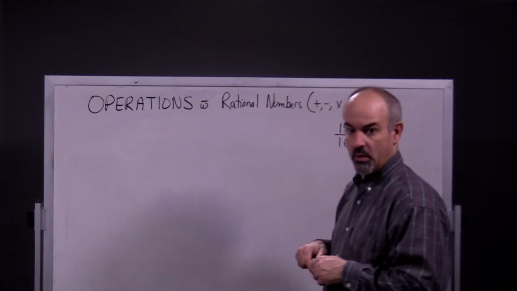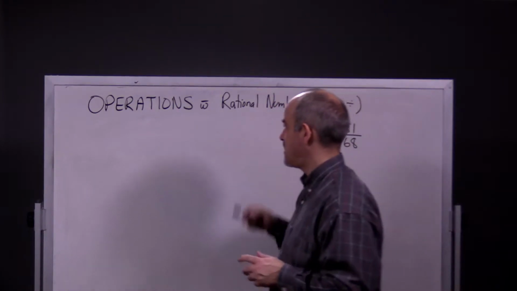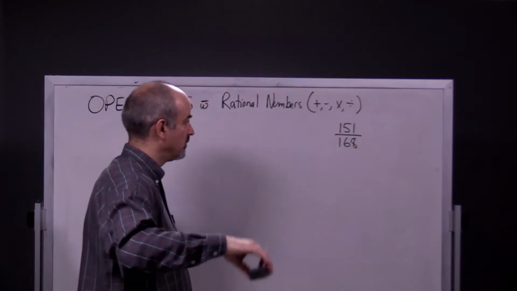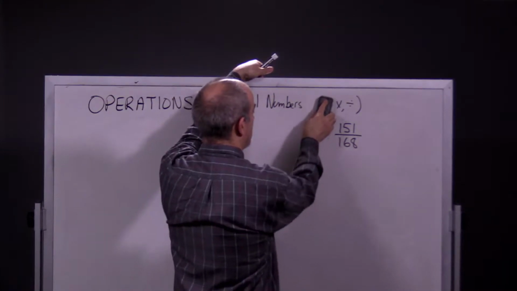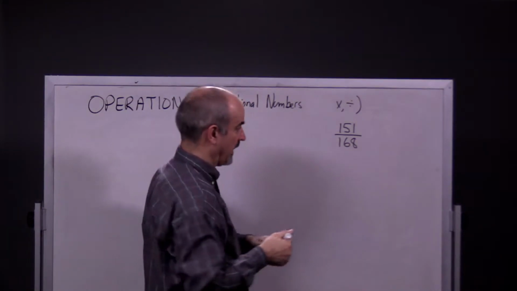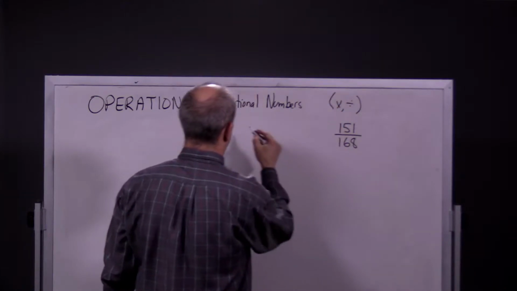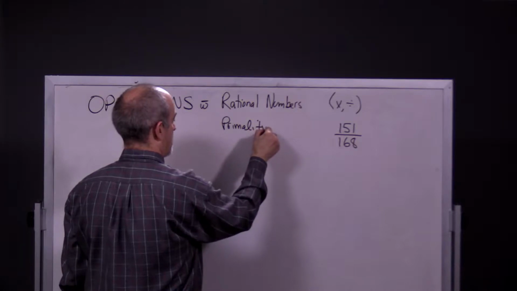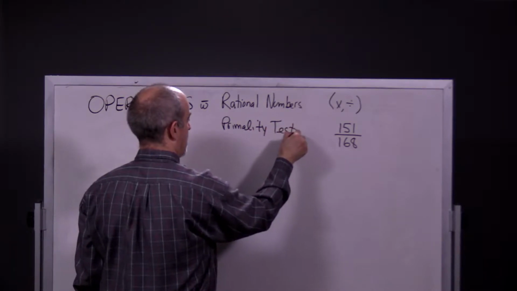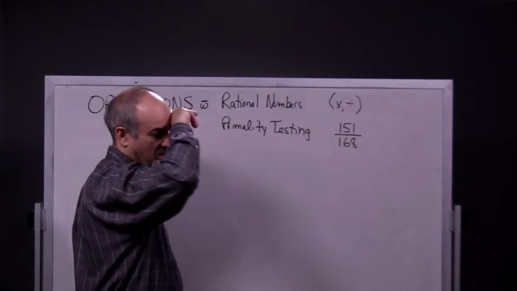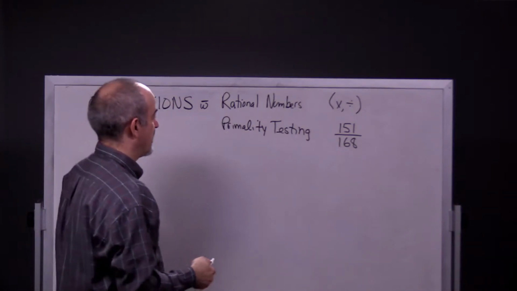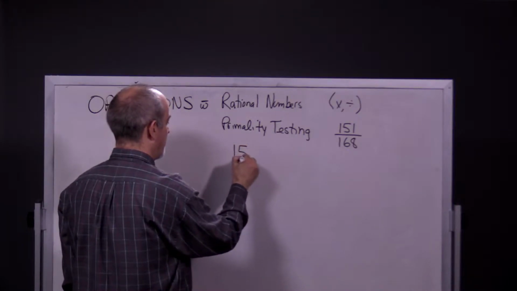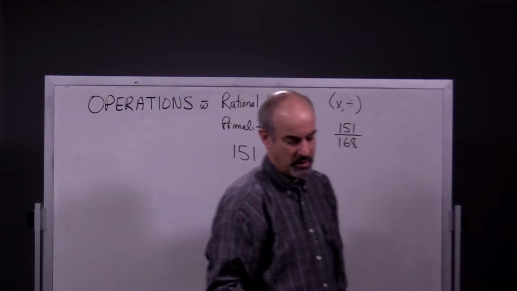So, I left off this operations with rational numbers because we haven't talked about multiplication or division yet. But right now, I want to talk about primality testing. That just means testing a number to see if it's prime. So let's just use 151. Like 151 looks like it might be prime to me.